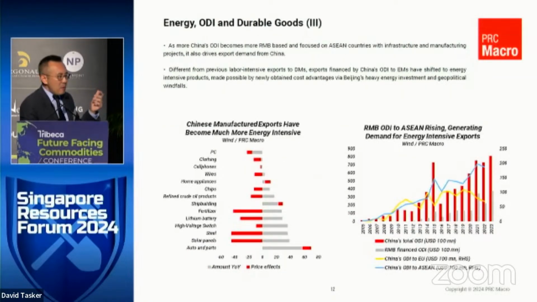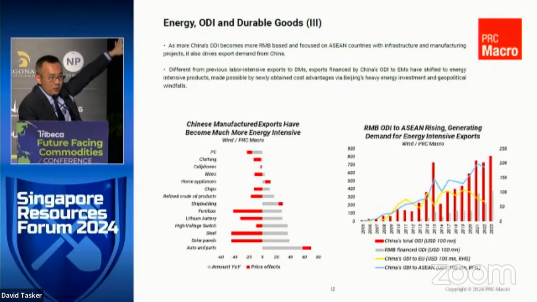Now, why have Chinese manufacturers and households all of a sudden started using more power? Where are they using their power? Look at the chart on the left. This is the breakdown of major export items from China last year. On the right side is the quantity year-over-year growth. On the left side is the price change year-over-year.